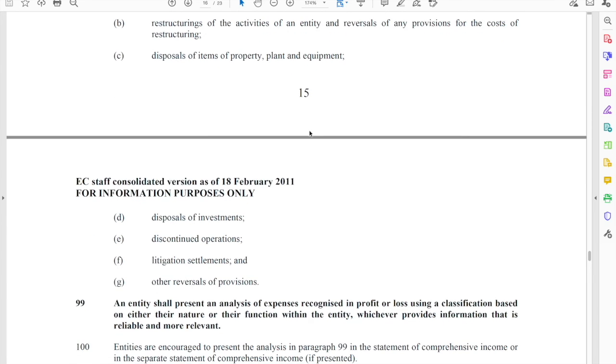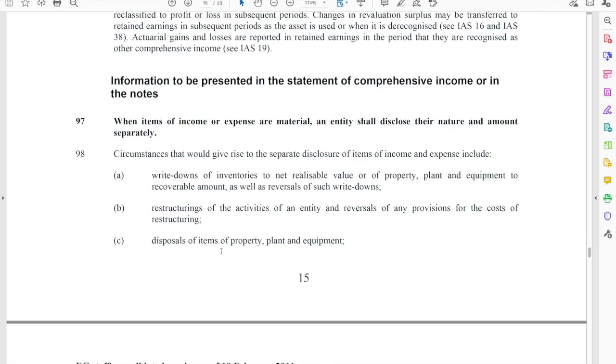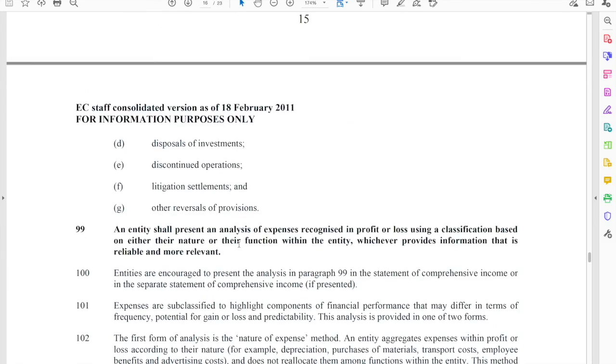Okay. Letter E, discontinued operations kapag may certain kasiguraduhan na assurance that the company will discontinue their operation. So, gagawa pa rin ng income statement but it should be disclosed on the notes na magdi-discontinue na sila. Okay, then litigation settlements and other reversals of provisions. Okay, so that's it for our statement of comprehensive income.